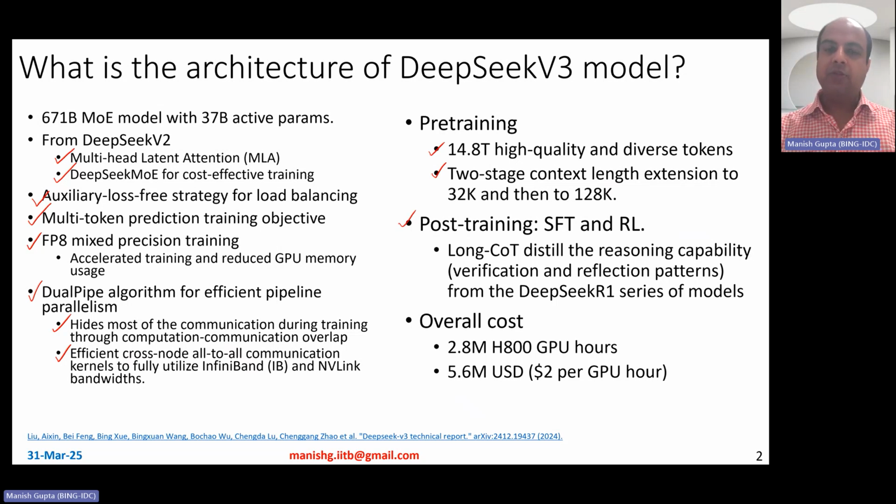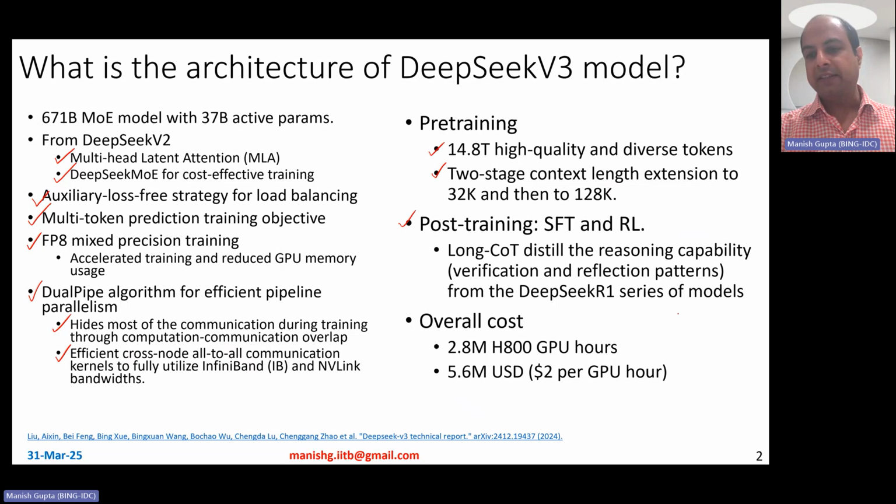Post-training, well, they actually do both SFT, supervised fine-tuning, and reinforcement learning. More details again later, but more or less they do a long chain of thought distillation of the reasoning capabilities, verification, and reflection patterns from DeepSeek R1 models.